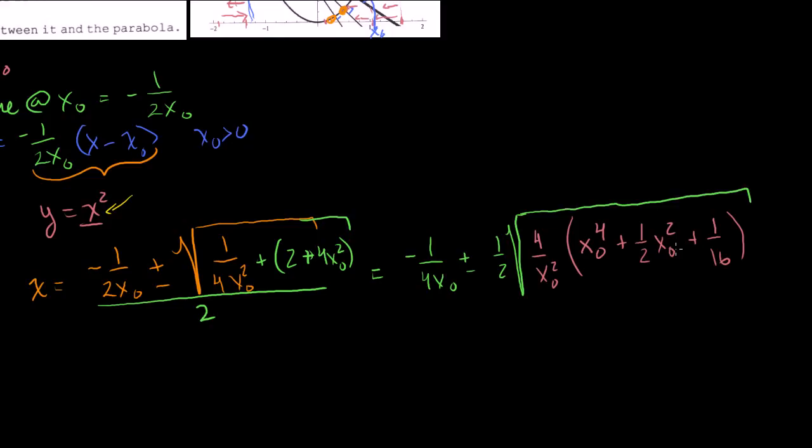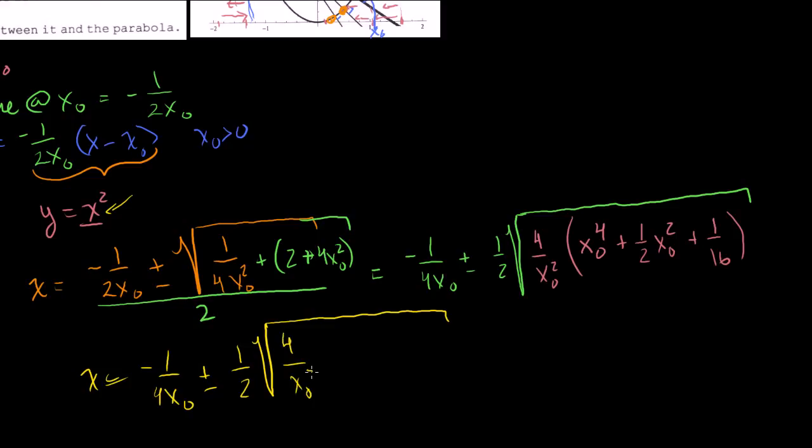If you were to multiply this out, you should get this business right here. If you just multiply this thing out. And I see the home stretch here because this should actually factor out quite neatly. So what does this equal? So the intersection of our normal line and our parabola is equal to this: minus 1 over 4 x naught plus or minus 1/2 times the square root of this business. And the square root, this thing right here, is 4 over x naught squared.